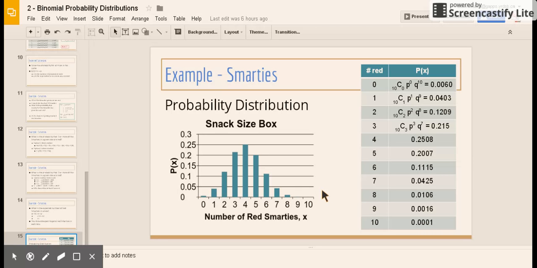All right, so that's your binomial probability distribution lesson. It's time to do some homework, guys. Good luck.